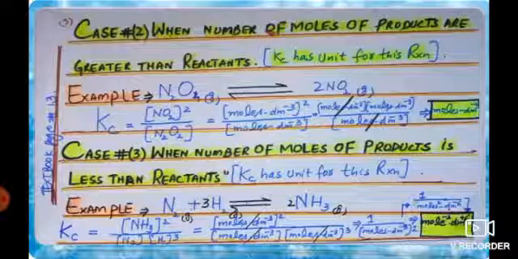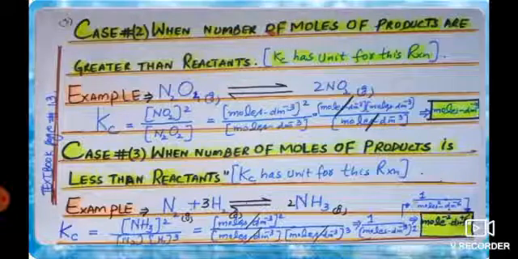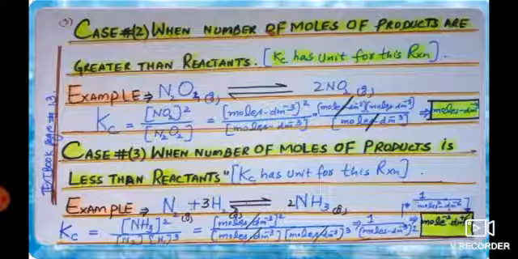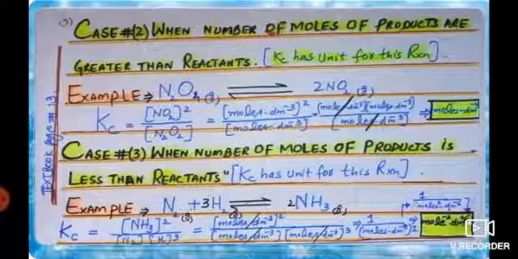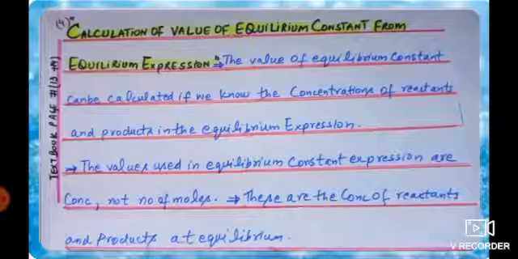But when we write it in simple form, the denominator value goes to the numerator. Mole square written below becomes per mole square, and the dm minus 6 becomes dm plus 6 when we carry it to the numerator. So per mole square dm plus 6 is the unit in this case, when the number of moles of product is less than the number of moles of reactant.